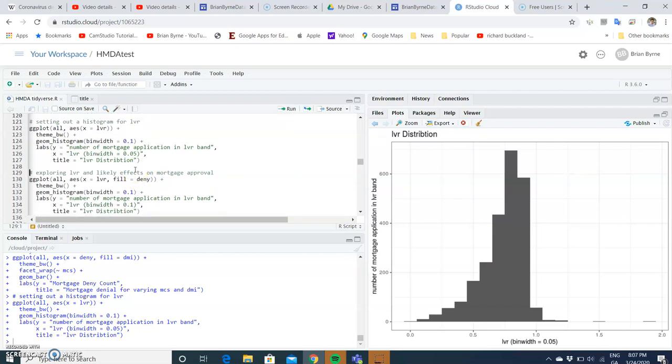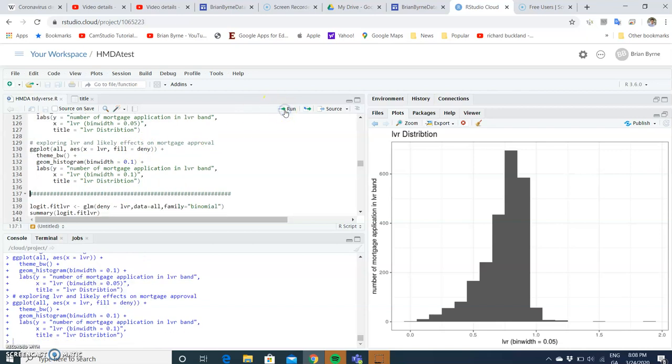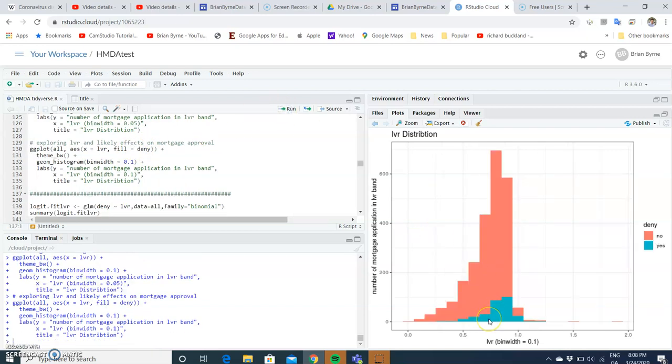We'd like to see which of these are rejected, denied, or accepted for mortgages. So we can run exactly the same syntax again, but we introduce fill equal to deny, and when we do so, we can break apart the different segments of loan to value. Again, we're going with a binwidth of 0.1, although we have 0.05 here. But we can break apart those who are rejected and those who are accepted for their mortgages, for different loan-to-value ratios.